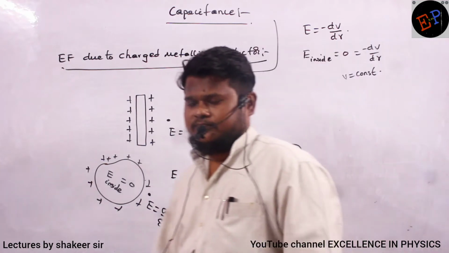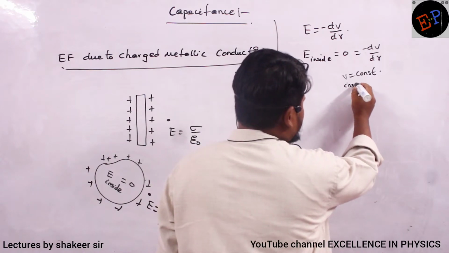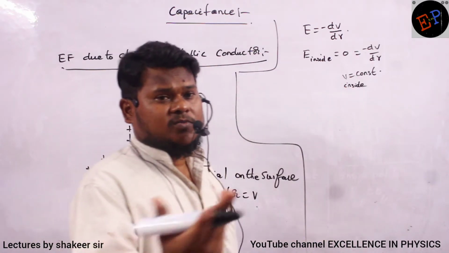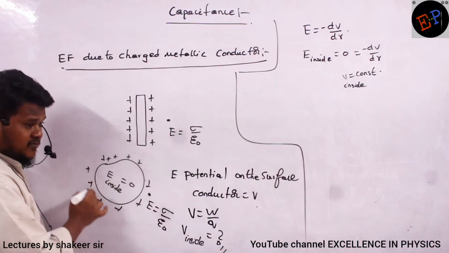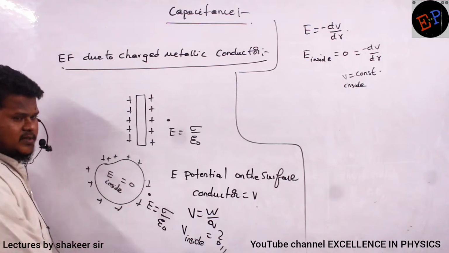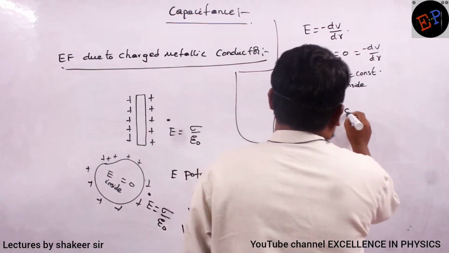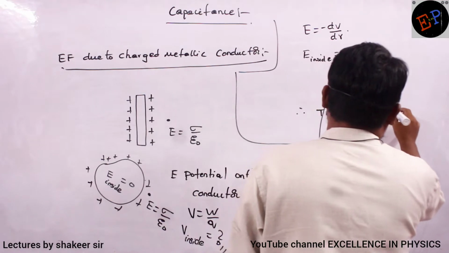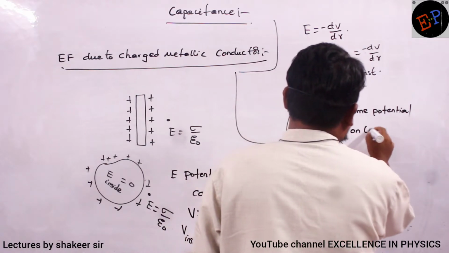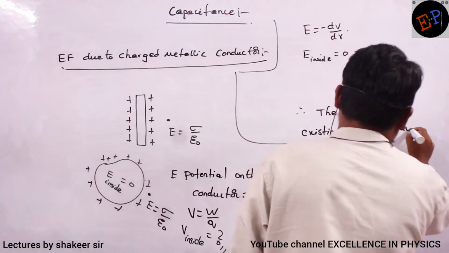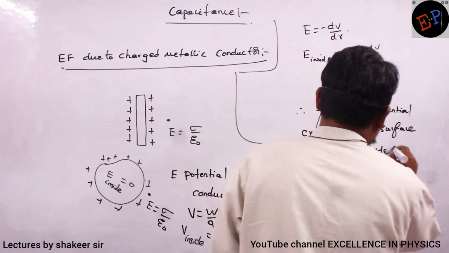So potential is never 0. Potential is constant. Which potential? The potential existing inside the conductor is a constant. Constant means the same potential which is existing on the surface. The same potential will be present inside the conductor also, everywhere. Therefore, the same potential existing on the surface will exist inside the volume of the conductor also.